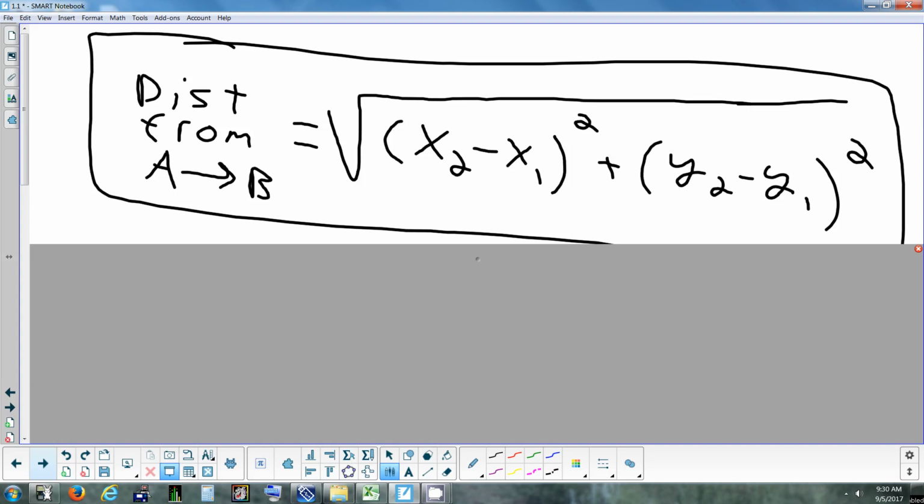Right, so we square each side, add them up, and then take the square root. Okay, so the distance formula is basically just your Pythagorean theorem. So if you forget it, you could go back and do this every time, but it's a lot easier to just remember the formula, and then you don't have to do that again.